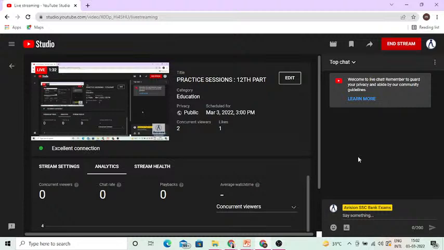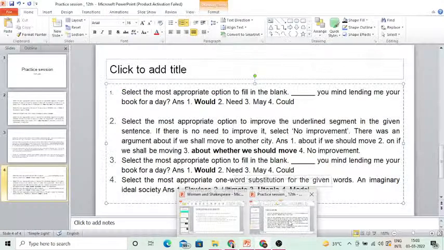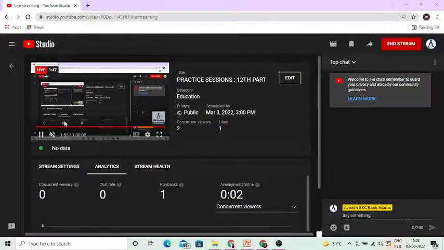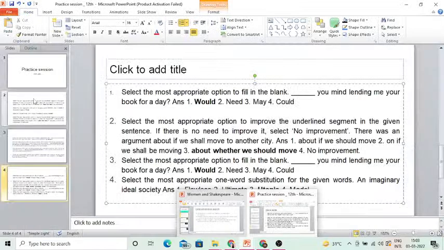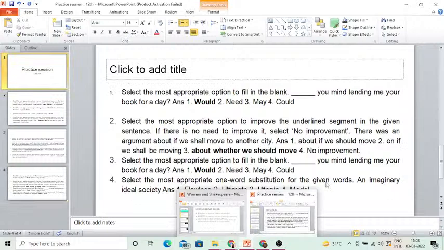To collect all the questions, solve them, and discuss all the options: which is the correct answer, why that is the correct answer, how it becomes the correct answer, and how to deal with similar questions in the exams, right? So without much delay, let's start off with our practice session slides.